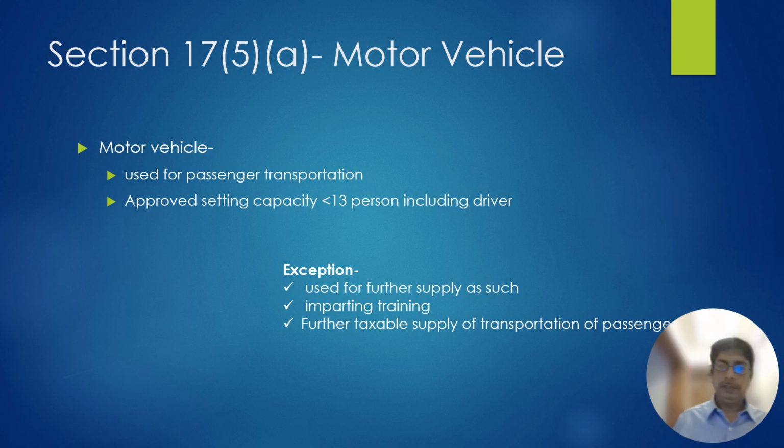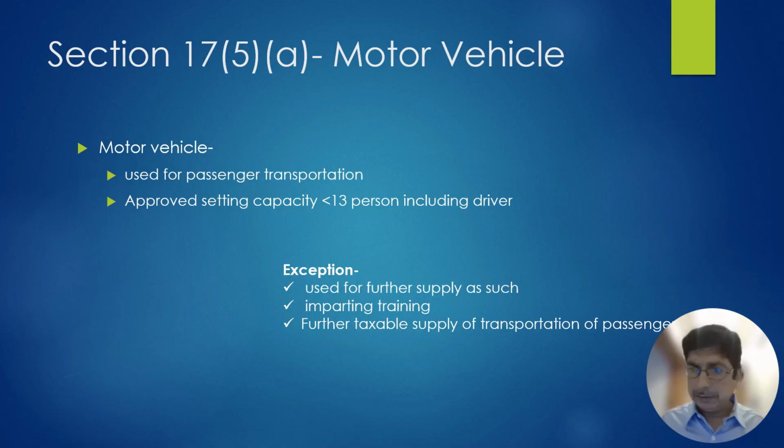However, there are 3 exceptions to this. First, when it is purchased to be supplied as such. What is the meaning of this? It means a dealer who purchased the motor vehicle and is selling the motor vehicle. The GST credit is available because he is supplying that motor vehicle as it is.